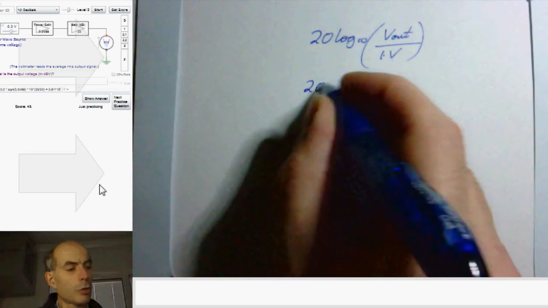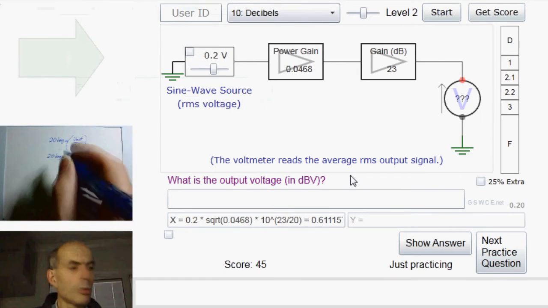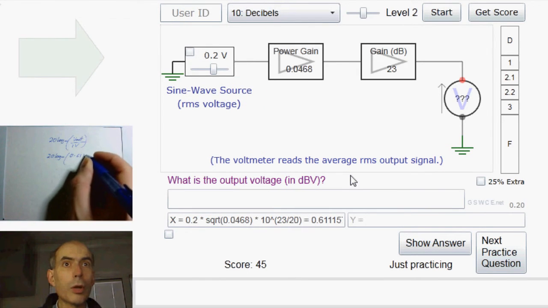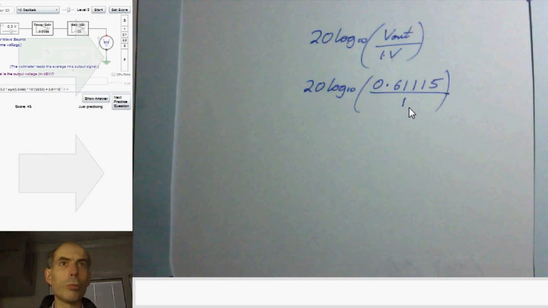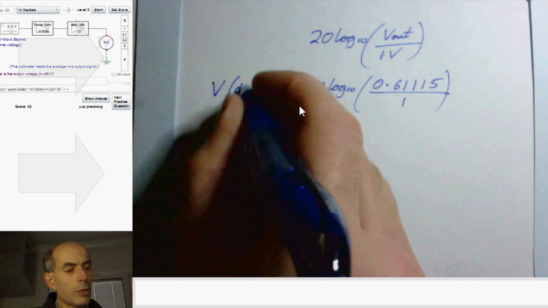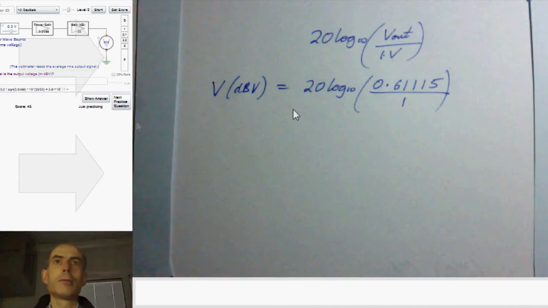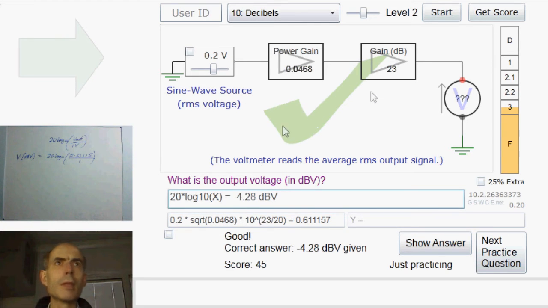Here I have an output of, what was it? 0.61115 or so volts. So if I divide that by my reference voltage of 1 and take the log to the base 10 and multiply by 20, that should give me my output in dBV. Right, let's try that. 20 log, I could just write x. It's the number in the x box down here. Great. Next one.